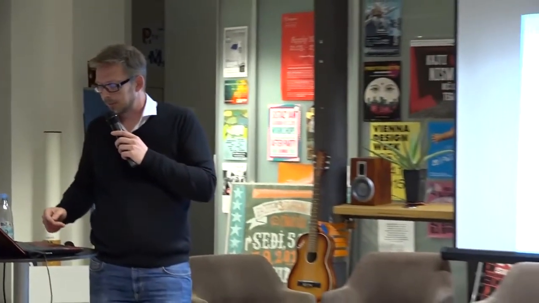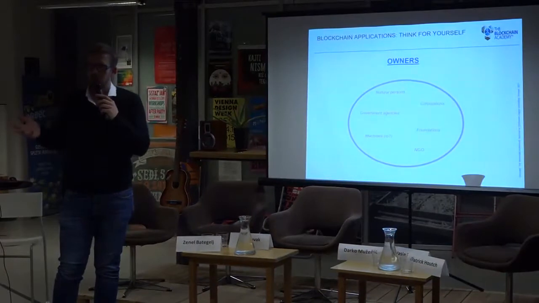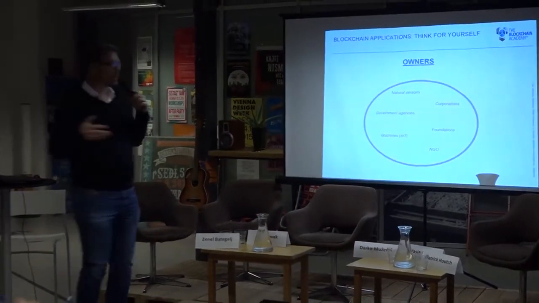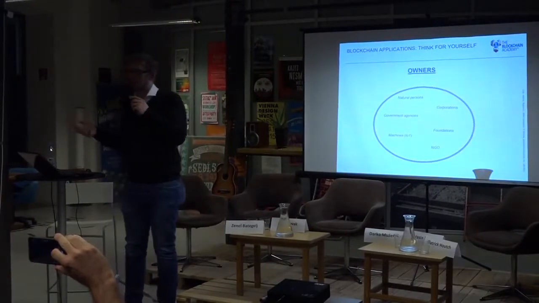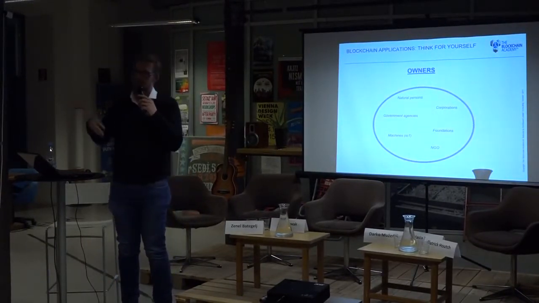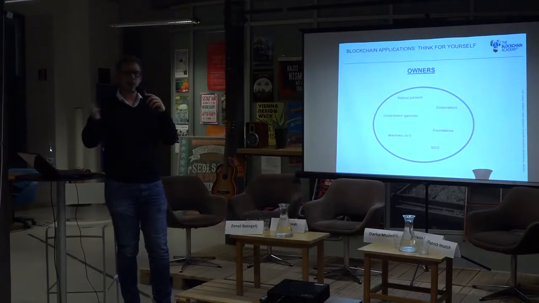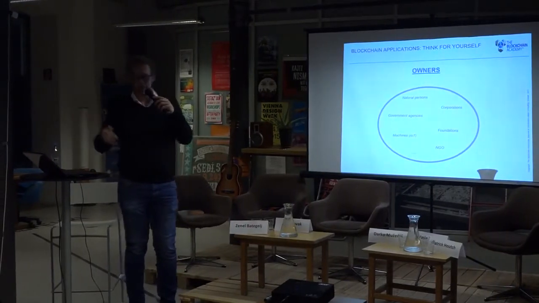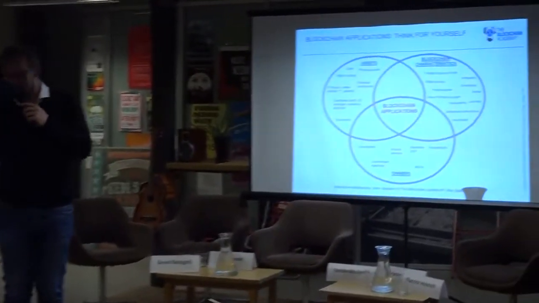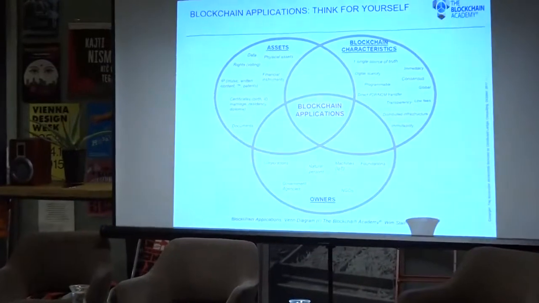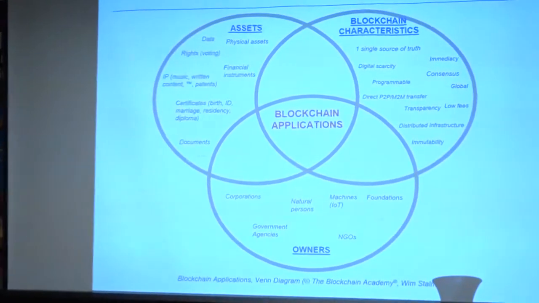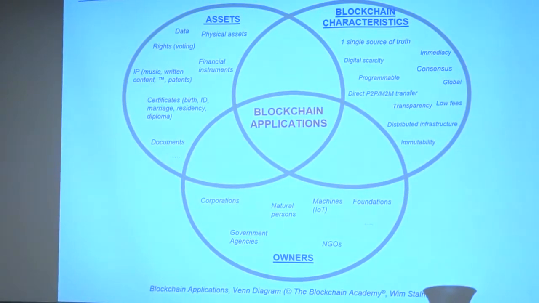Let's have a look at the owners. There too, any kind of owner can exist on the blockchain. Physical persons, corporations, NGOs. A very important element is that machines too can exist on the blockchain. We could imagine that over the blockchain, an autonomous car pays the gas station, okay? So, bringing that all together, we have our initial framework with the blockchain applications on the intersection, okay? And from here on, you can start to play around. And that's what we are going to do in the next slide.